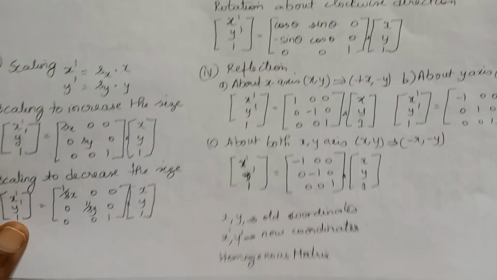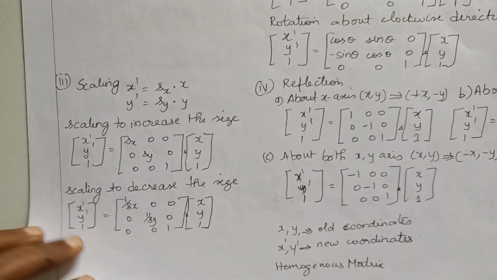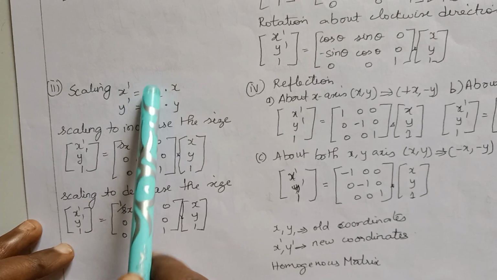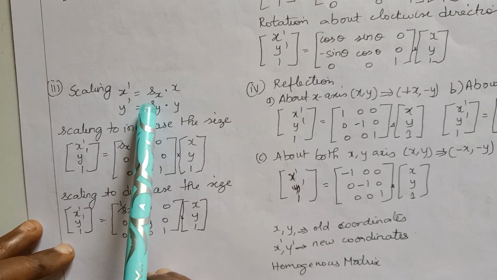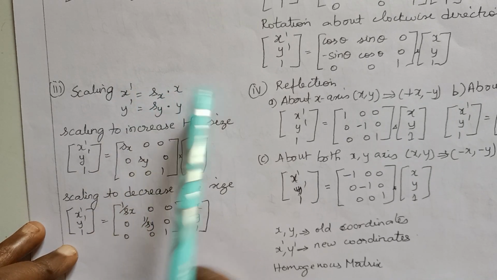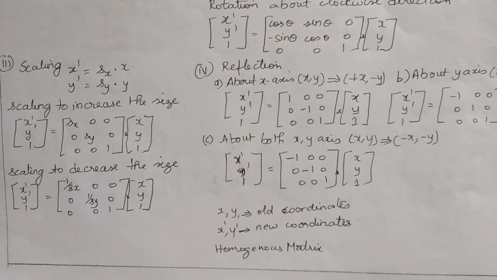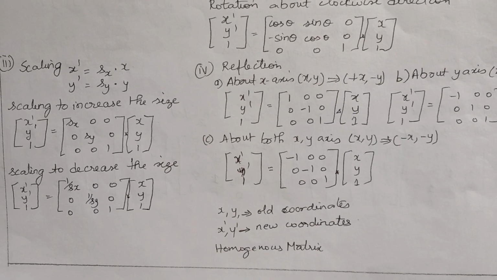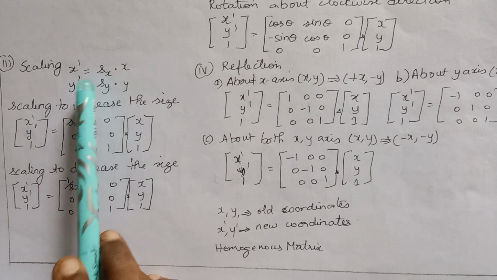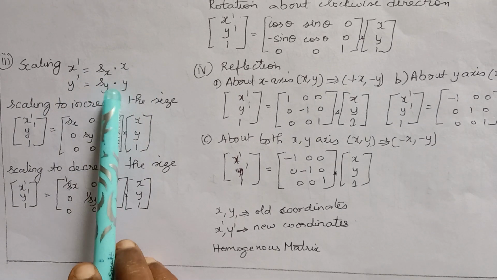Okay, next scaling. Scaling means increasing the scale to a larger size. So what is x dash in that size? What is the scaling factor? So sx is the scaling factor. So x dash is equal to sx times x, and y dash is equal to sy times y. If you use scaling to increase the size, x dash will be sx into x, and y dash will be sy, the scaling factor, into y.